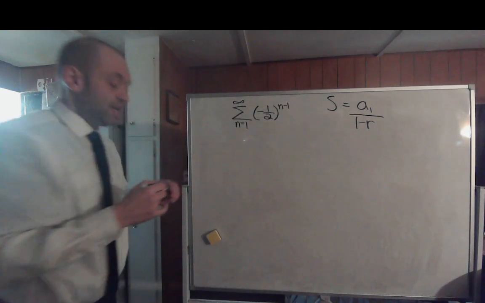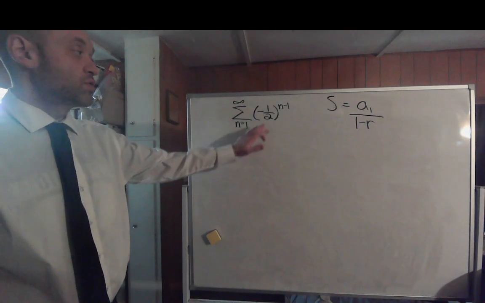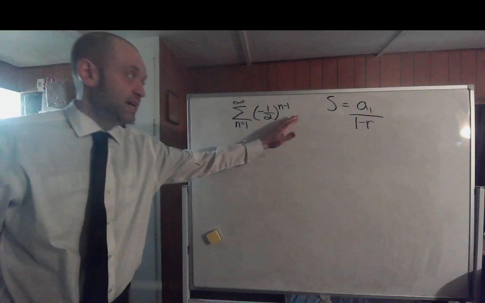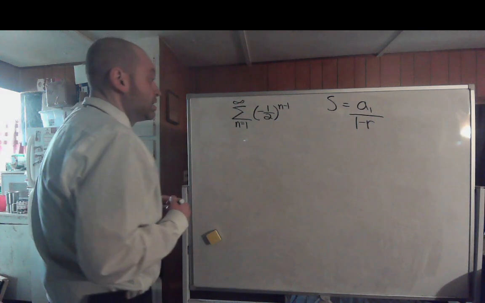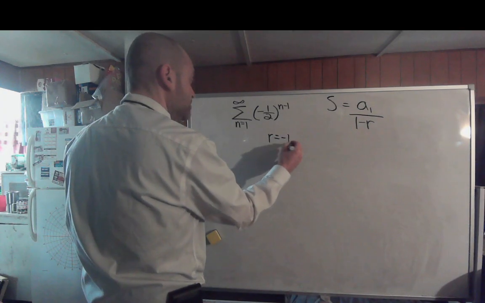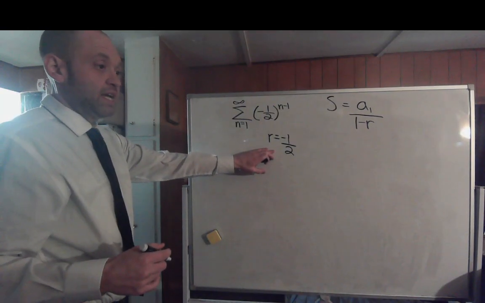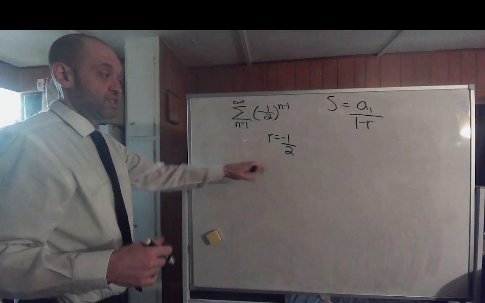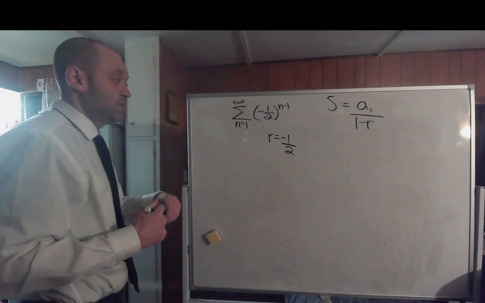So we have the infinite geometric series from n equals 1 to infinity of the quantity of negative 1/2 to the n minus 1. Well, let's look at our common ratio. The common ratio equals negative 1/2. If you take the absolute value of negative 1/2, you get 1/2, which is less than 1. So this series will converge into a finite answer.